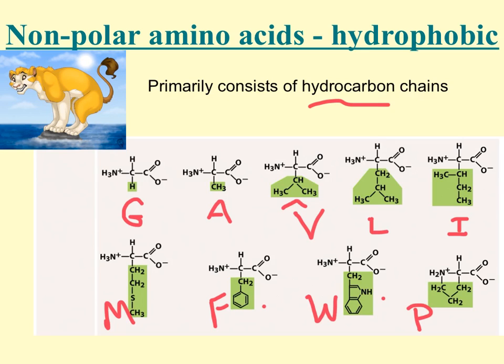Alright, so you should recognize these letters. You should recognize the names. Glycine, alanine, valine, leucine, isoleucine, methionine, phenylalanine. Notice it's not a P, but it's actually spelled phenyl, because there's a phenol group. Okay, tryptophan and proline.